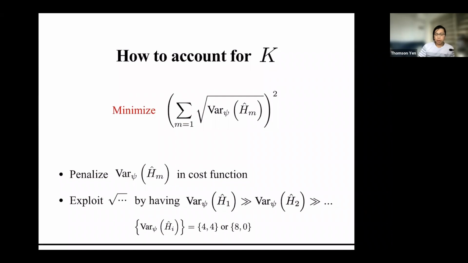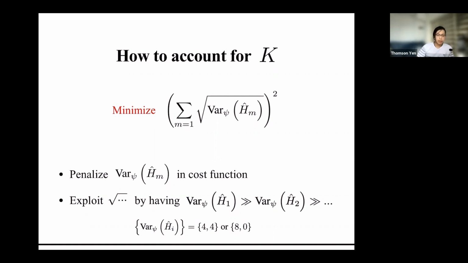And K is proportional, up to a constant, to this expression involving the variance of the fragments. There are two ways that we thought of to account for this number. One is, remember in the CSA decomposition, we were doing an optimization. What you can do is, in the optimization, add the variance terms into the cost function. And that will force your optimizer to also care about this K, symmetric K.